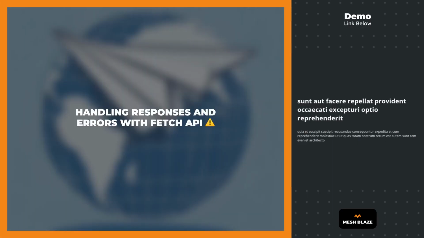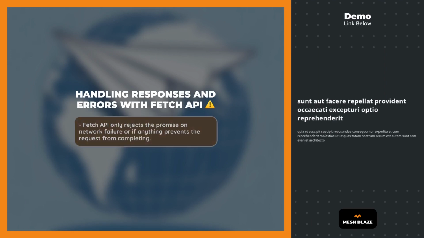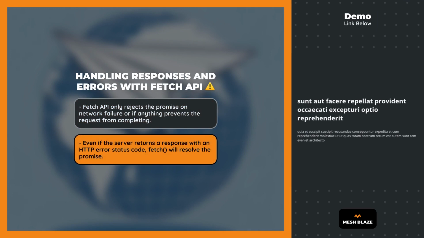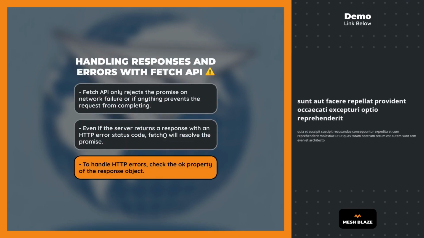Handling responses and errors with Fetch API. Fetch API only rejects the promise on network failure, or if anything prevents the request from completing. Even if the server returns a response with an HTTP error status code, Fetch will resolve the promise. To handle HTTP errors, check the OK property of the response object.